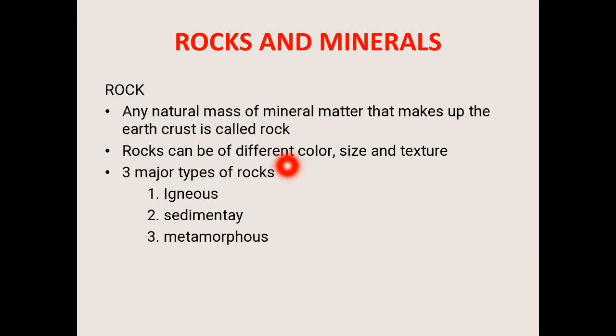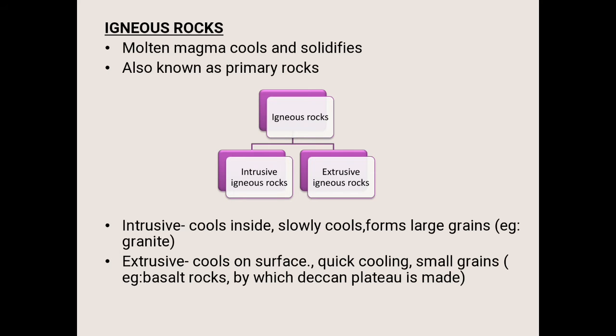Rocks can be of different color, size and texture. There may be different rocks differing in color, size and texture. The three major types of rocks are igneous rocks, sedimentary rocks and metamorphic rocks. First we can look at the igneous rock. They are made from molten magma.